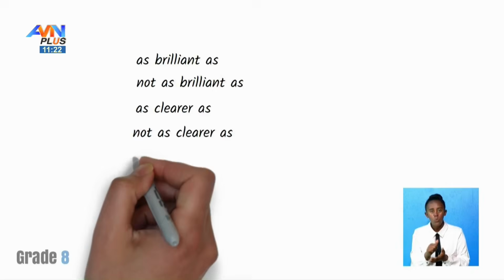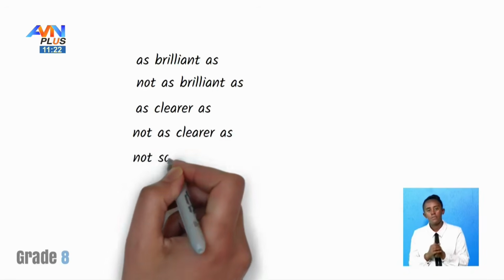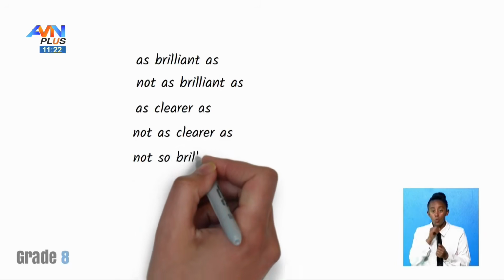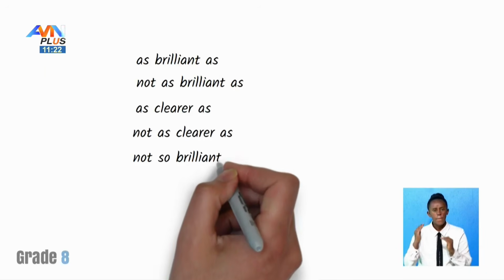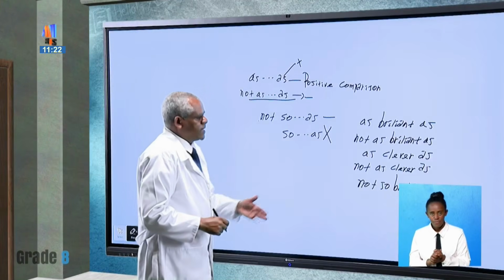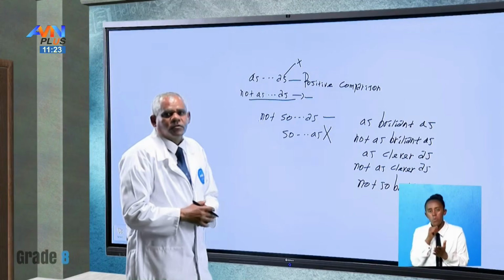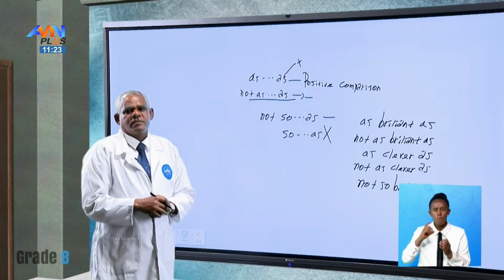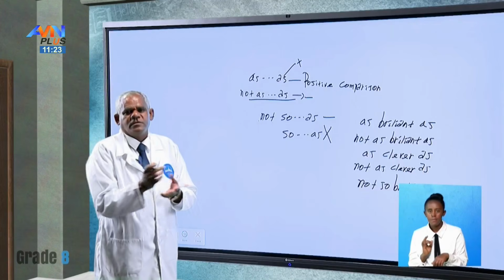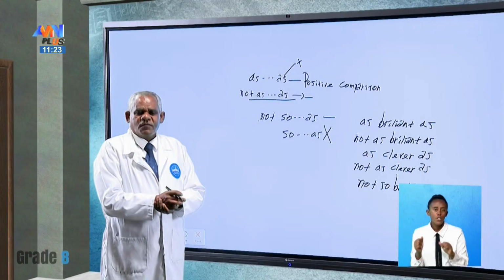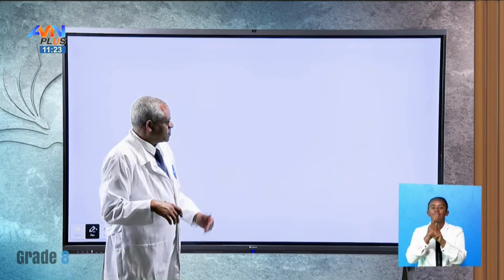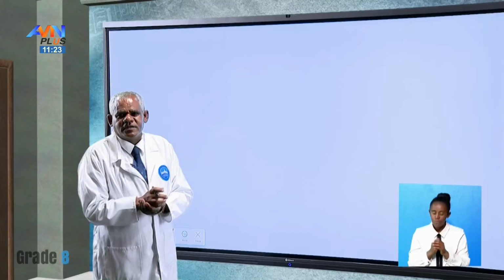Not so brilliant as. You see? Not so brilliant as and not as brilliant as are both the same. Structurally, they are the same without any change of meaning. Hopefully that is clear. Okay, thanks so much. I think everything is clear now.